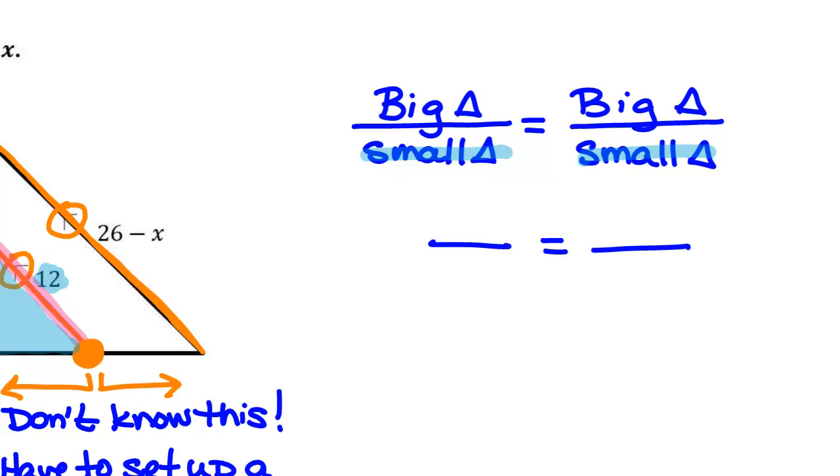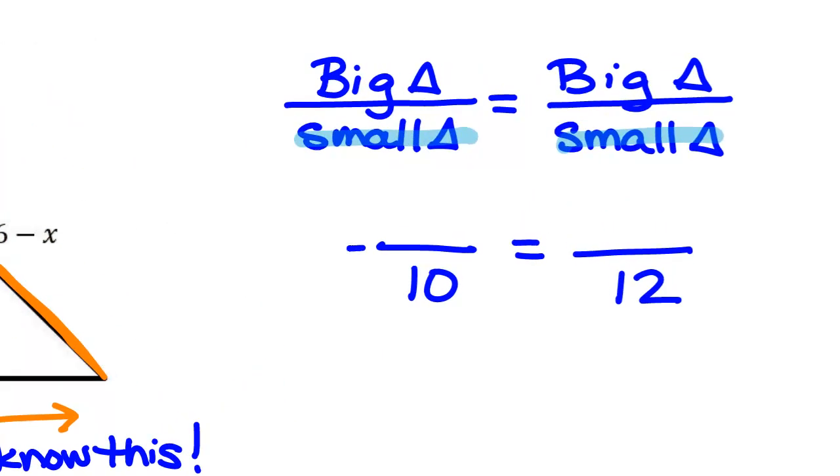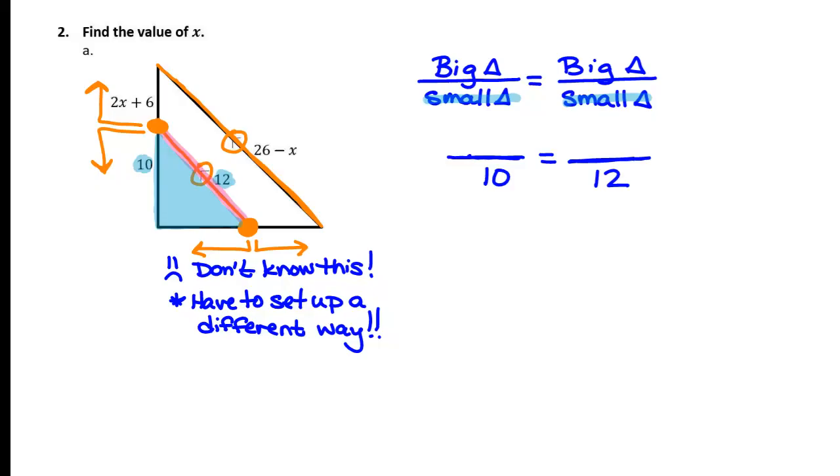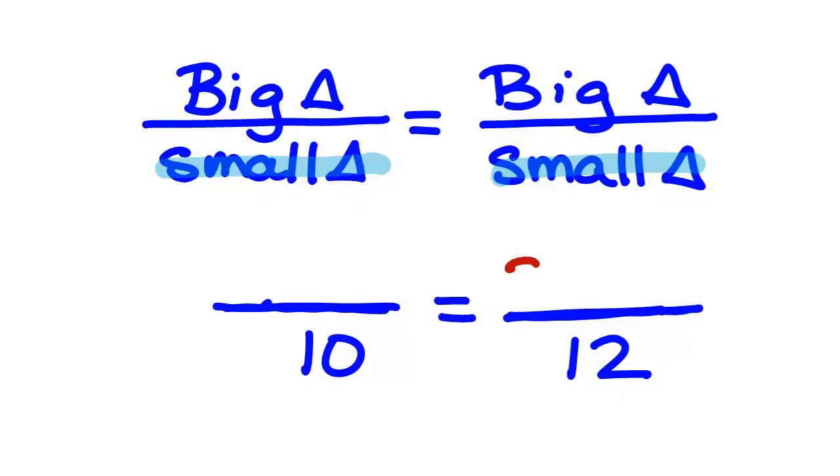One denominator is 10. One denominator is 12. Up in my numerator, I need my big triangle pieces. What do I have that corresponds to my parallel side here? My 12. 26 minus x. So these 2 have to make a fraction together. 26 minus x has to be on top of the 12.